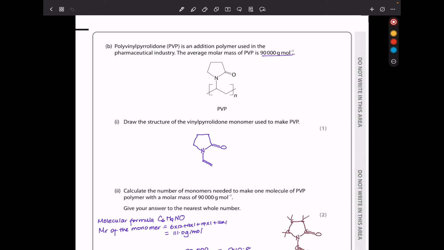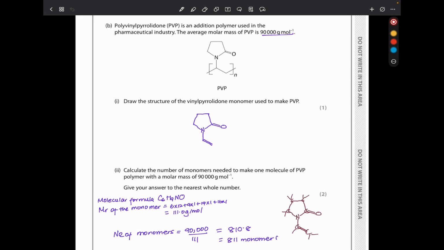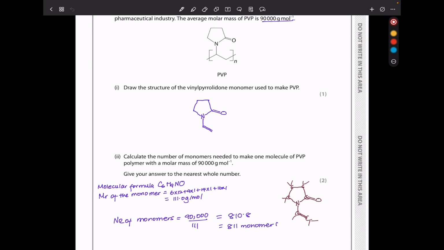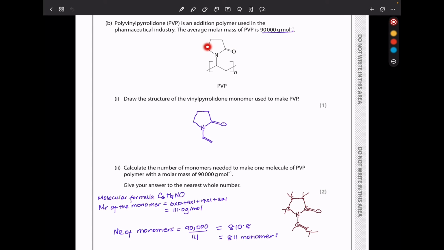The average molar mass of PVP is 90,000 grams per mole. We can see this is a repeat unit. Draw the structure of vinyl pyrrolidone monomer used to make PVP. So the monomer is going to contain this part, that part, and a double bond between here, excluding that bond and that bond. So this is what I drew here.